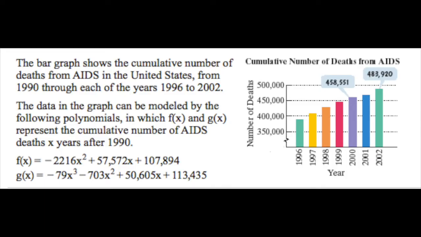The bar graph shows the cumulative number of deaths from AIDS in the United States from 1990 through each of the years 1996 to 2002. The data in the graph can be modeled by the following polynomials in which f of x and g of x represents the cumulative number of AIDS deaths x years after 1990.